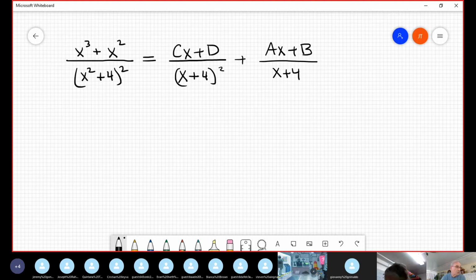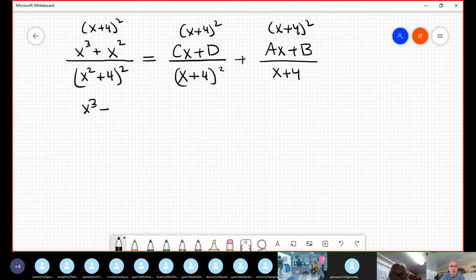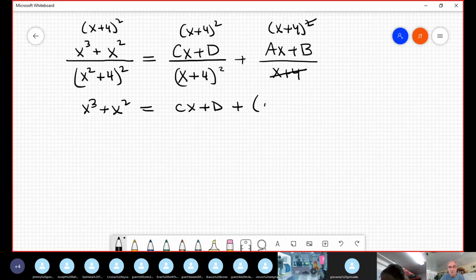Okay, again, we multiply by the least common denominator. In this case, it's obvious: X plus 4 squared. So we have only X cubed plus X squared on the left-hand side. On the right-hand side, we have CX plus D. In the last, it cancels at least one. And we have AX plus B multiplied by X plus 4.